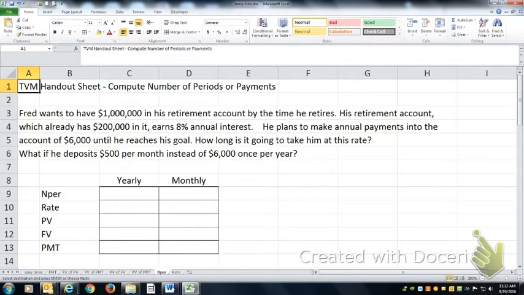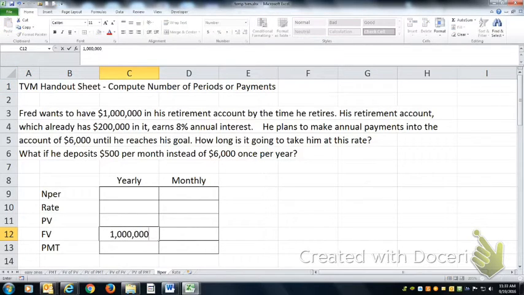Alright, this set of problems will calculate the number of periods required to meet the conditions stated in the problem. This first one, Fred wants $1 million in his retirement account when he retires in the future. His retirement account already has $200,000 in it, so he took $200,000 out of his pocket today, and he's going to add $500 every month, or I'm sorry, he's going to add $6,000 every month over the next umpteen years. That's what we have to solve for. And his account is earning 8% annual interest.